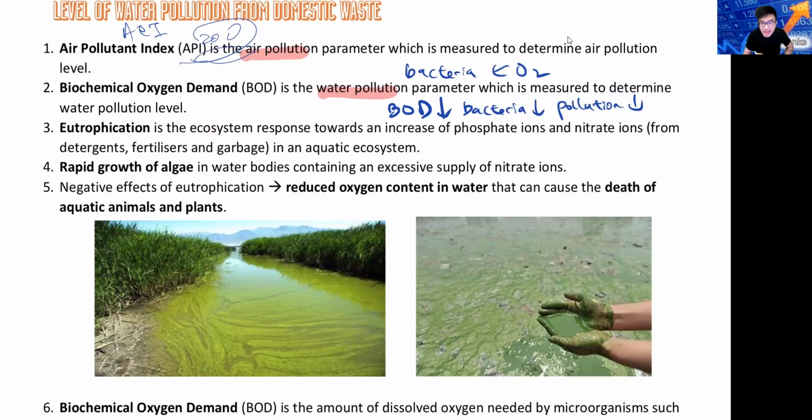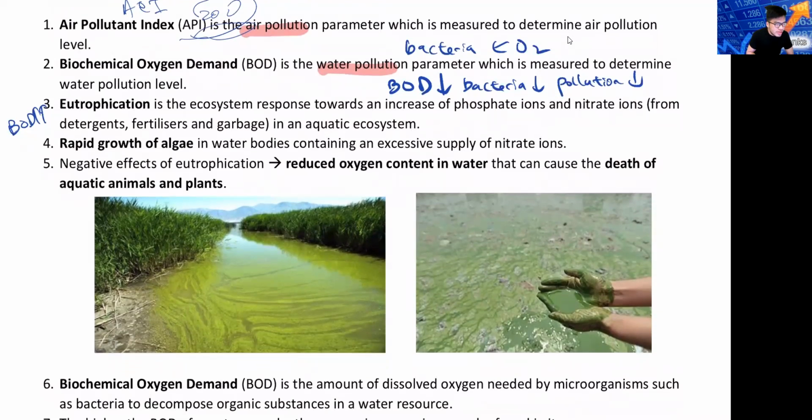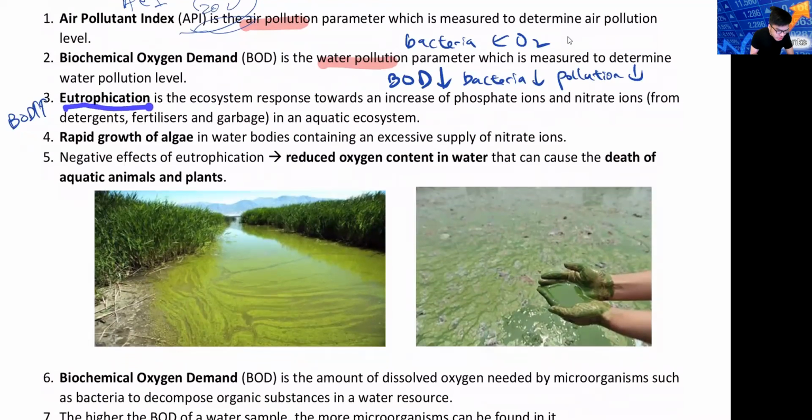Okay, so in that case, if your BOD is very, very high, usually you will see something on your river water that is called eutrophication. Okay, please highlight this word.